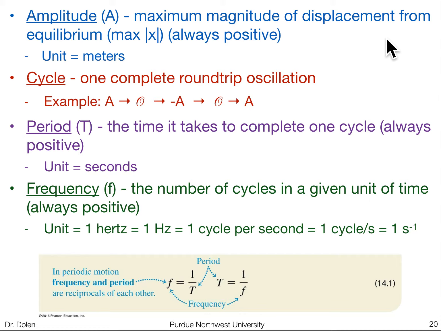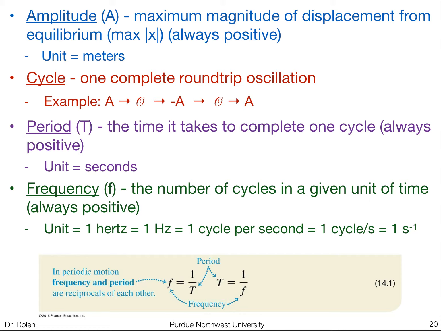One cycle is one complete round-trip oscillation. So if I stretch that spring out to its maximum amplitude, it's then going to pass through the origin, the equilibrium point. It's going to go to the negative amplitude, right? It's going to go to its minimum position. It's going to oscillate back through the equilibrium point, and then it's going to go back to where it started at the maximum displacement point. So that is one cycle.